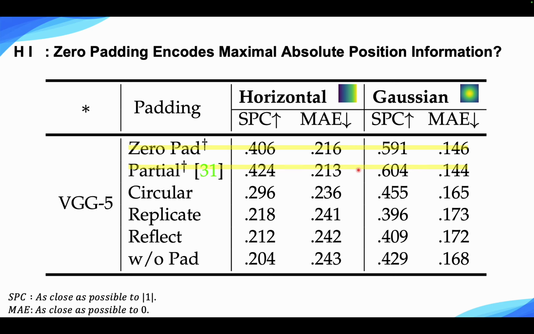So in this figure, it is clear that zero padding delivers the strongest position information. And note that partial convolution is still kind of zero padding, but it scales the value after convolution. I will explain what partial convolution-based padding is.